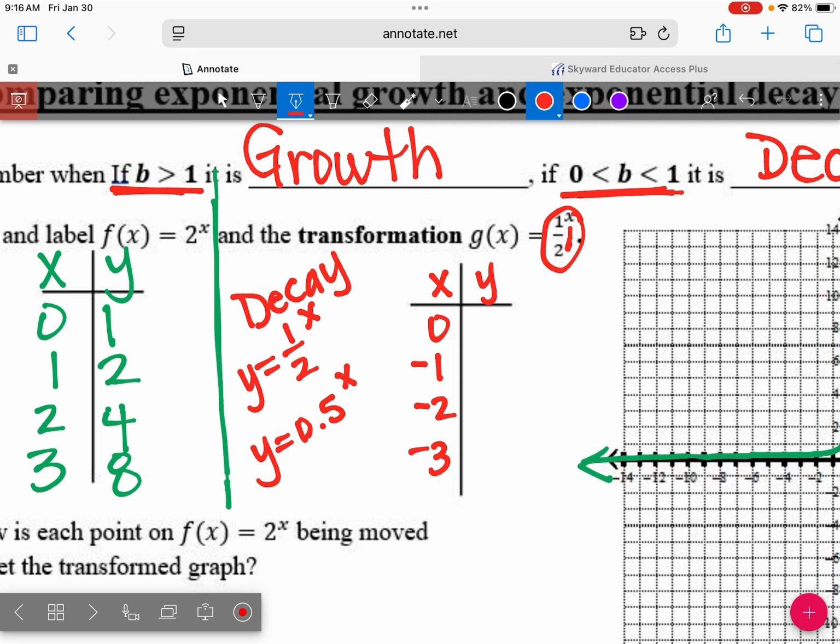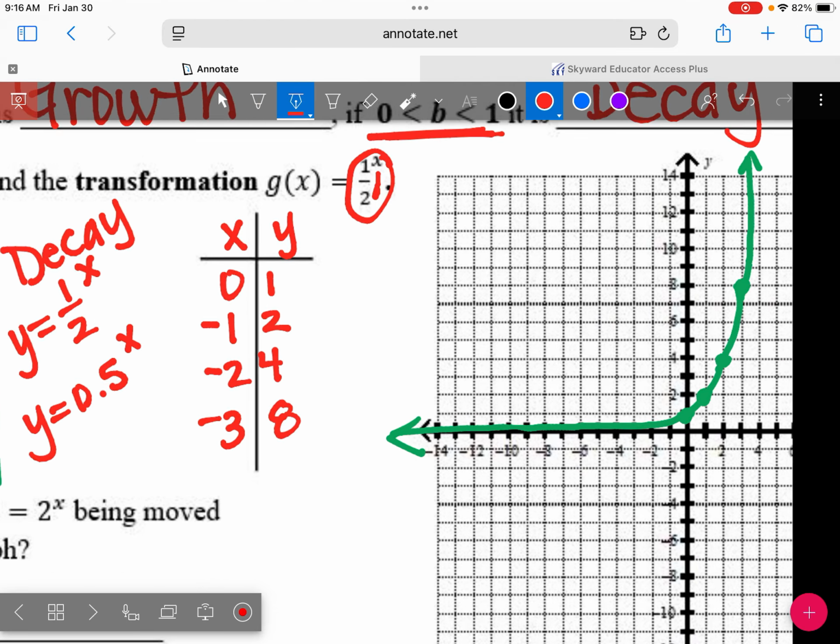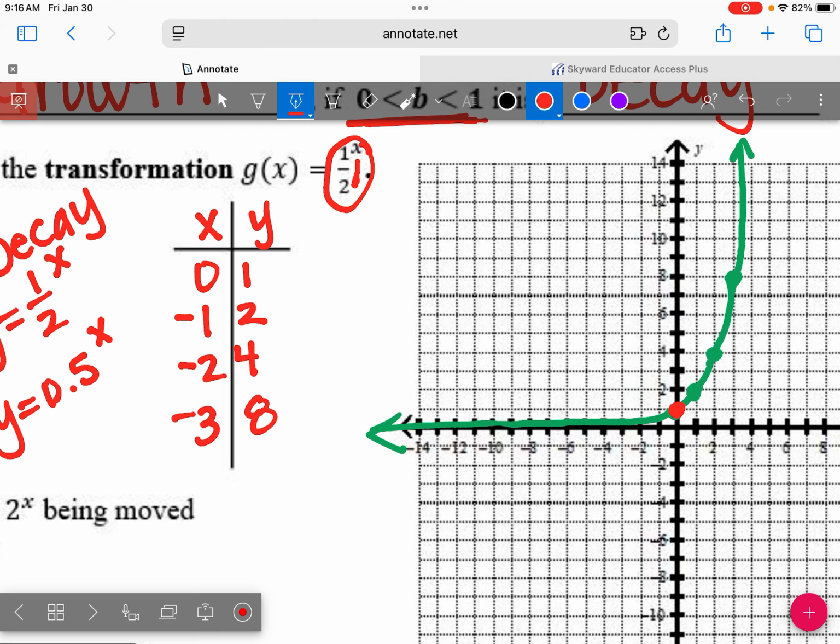What do you notice about the numbers you got? If you compare the numbers you got for these functions to these, what do you notice about your y values? They're the same, right? The big difference for decay is that we have to use negative x values. But these numbers are the same. So let's go ahead and plot those. We got 0, 1, then -1, 2, then -2, 4, and -3, 8.